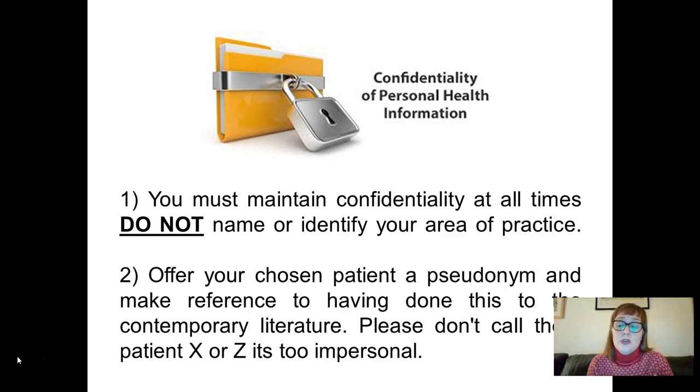But when you do talk about anonymisation of your patients and maintaining confidentiality, do make reference to this and provide us with a reference to the contemporary literature. So you might want to use, if you're nurses, the NMC code, or if you're an allied health professional, it might be that you want to use the HCPC or your own governing body as a reference and citation for maintaining confidentiality. And finally, don't call them patient X or Z, it's just really impersonal. Choose a name and allocate them a pseudonym.